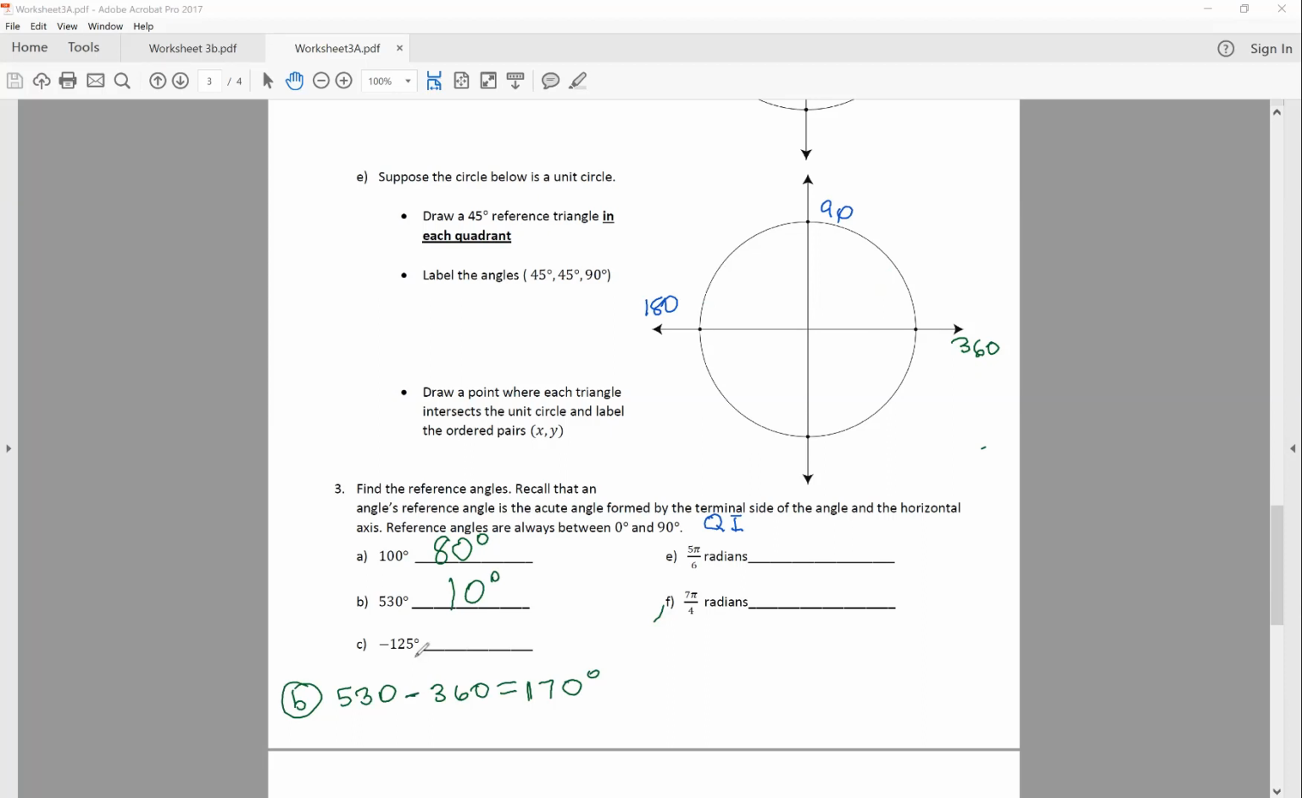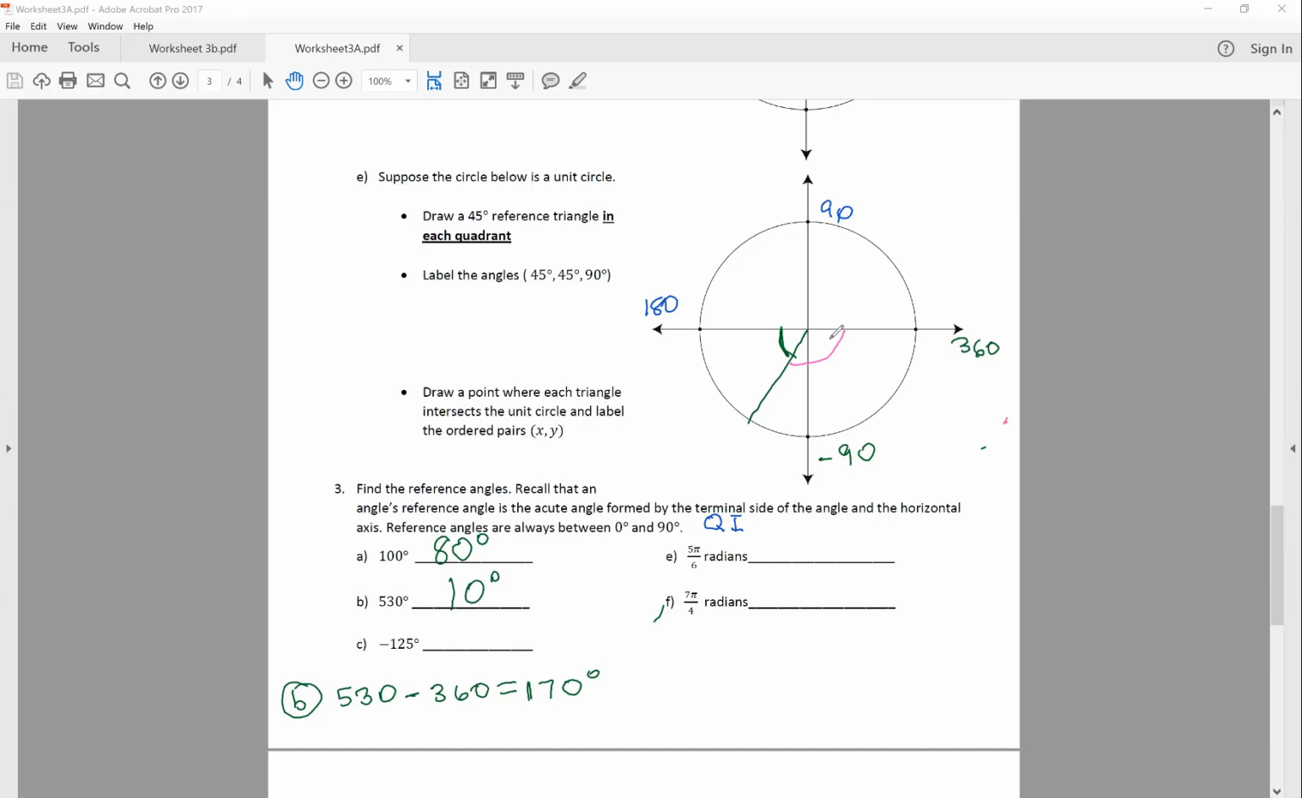Negative 125 degrees. Well, this is negative 90. So negative 125 must be in quadrant 3 because I have to go more than 90. This is not the reference angle. Do not make that the reference angle. Remember, the reference angle always connects to the x-axis.